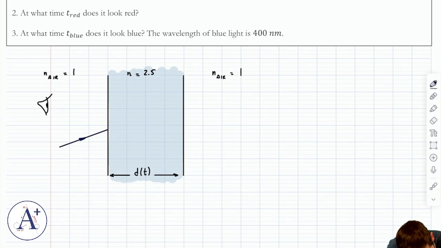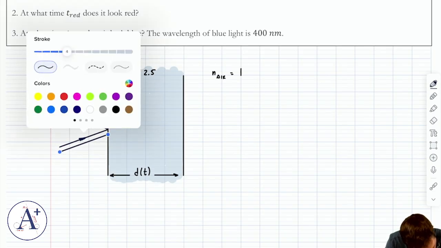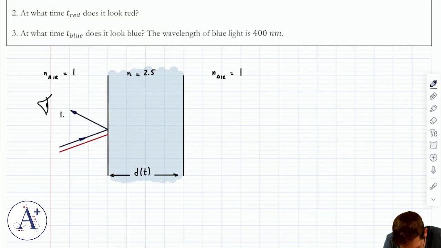So this is going to be part of the light that's going to reflect off of the top of the film or the front of the film. That's going to be ray number 1. And then there's going to be the light that enters the film, reflects off the back of the film, and then comes back out and interferes with ray number 1. So it's going to come in like this, it's going to reflect like that, come out, and interfere with ray number 1. This is ray number 2.